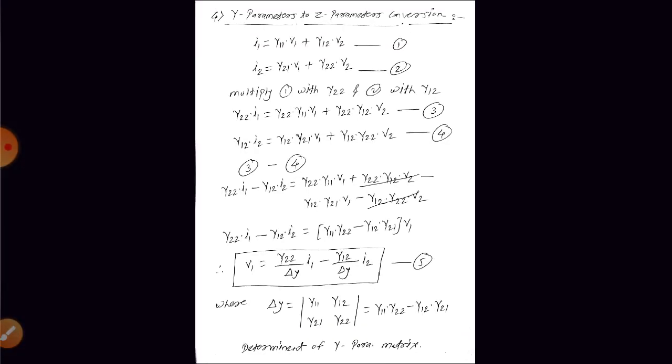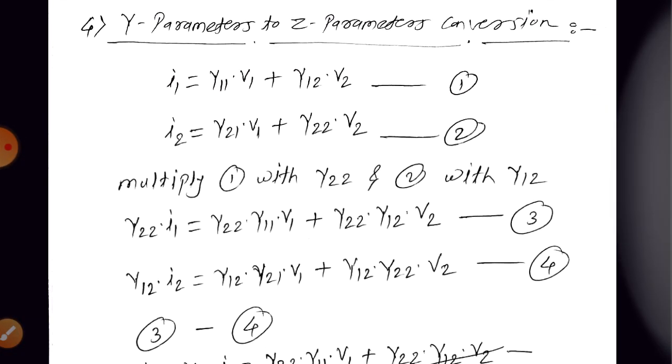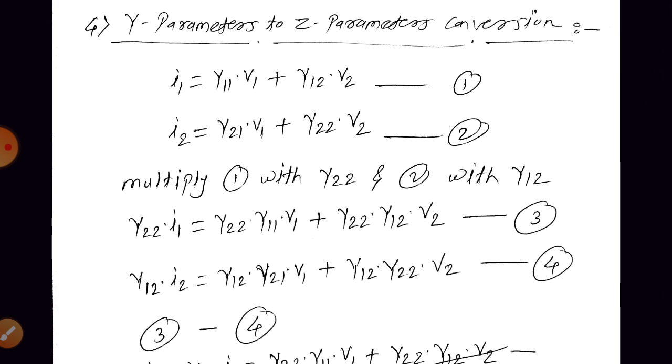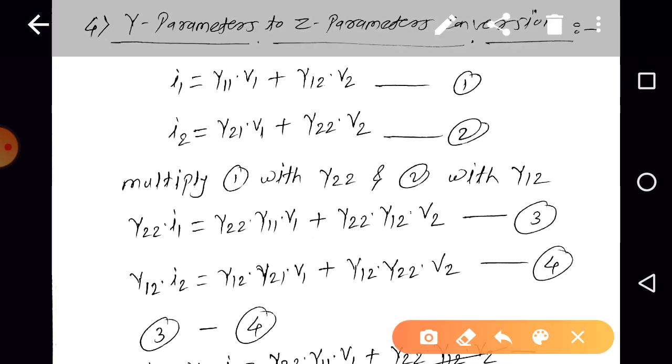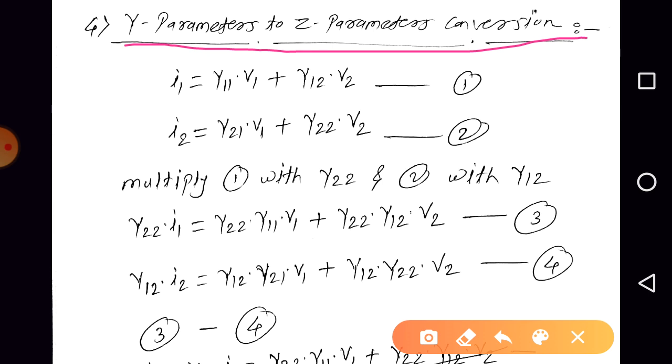So let us discuss Y parameter to Z parameter conversion, or if they ask the question, derive the expression for Z parameter in terms of Y parameter. We are knowing the Y parameters, so simply write the equations of Y parameters, I1 and I2 in terms of V1 and V2. I1 is Y11 V1 plus Y12 V2. I2 is Y21 V1 plus Y22 V2, right?